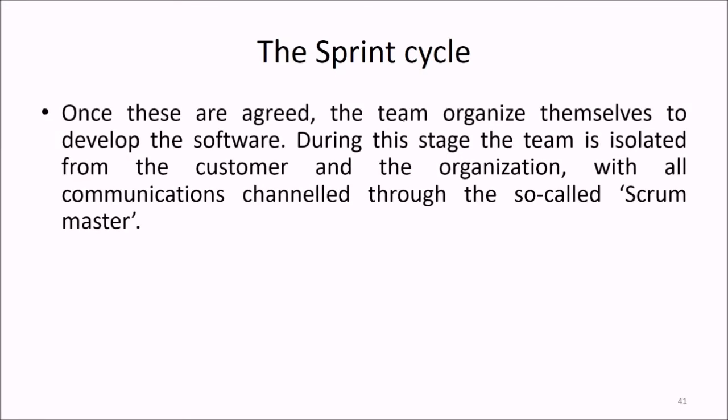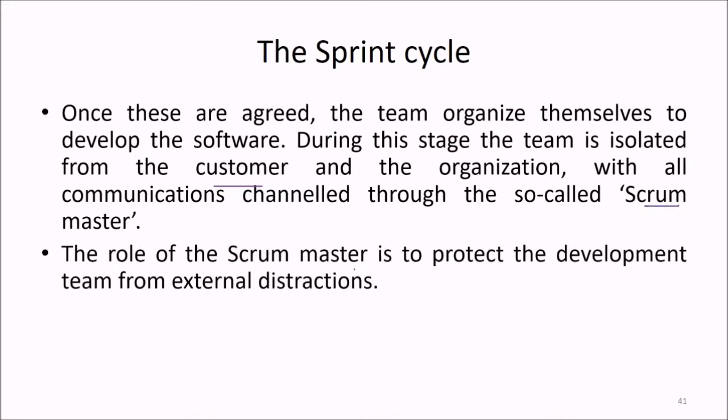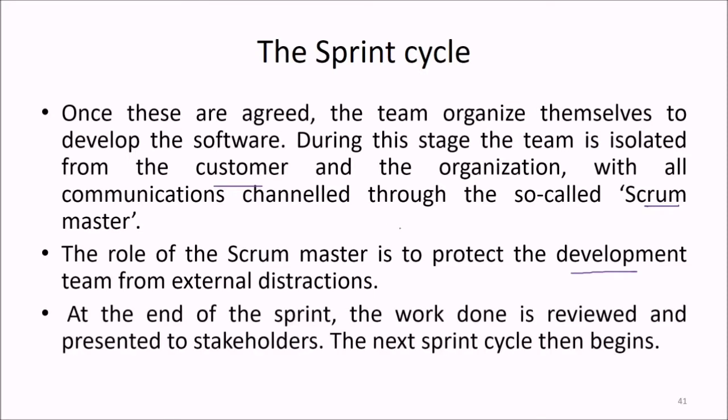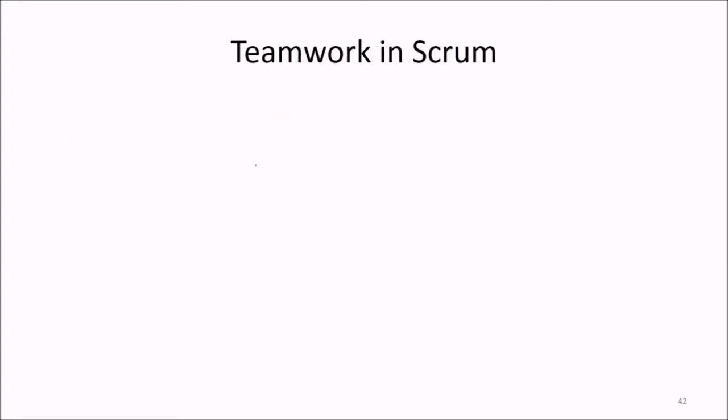So in each and every sprint, some backlog is reviewed and then selection is done in conjunction with the customer. When these are agreed, the team organizes themselves to develop the software. During this stage, the team is isolated from the customer and the organization, with all communication channeled through the so-called Scrum Master. Who is the Scrum Master? What is the role of the Scrum Master? The role of the Scrum Master is to protect the development team from external distractions. Any distraction is not good. So at the end of the sprint, the work done is reviewed and presented to the stakeholders. And then the next sprint cycle begins.